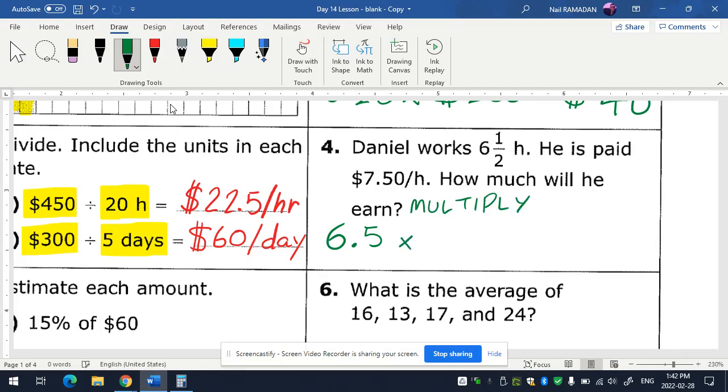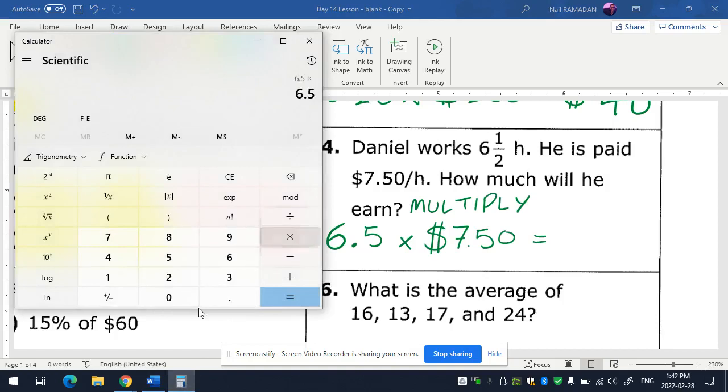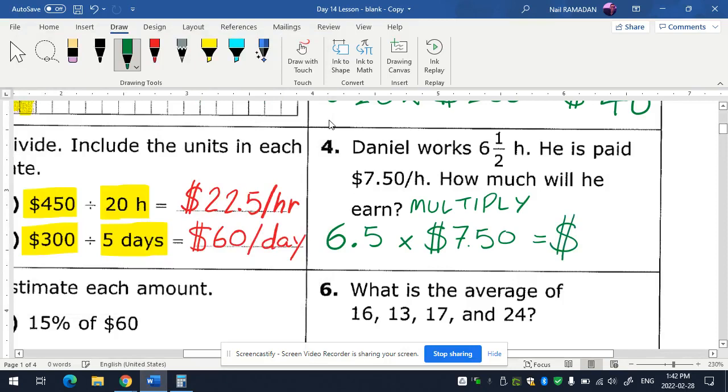So 6.5 times 7.5. I don't really care if you write per hour or not. You just need to know that whatever money you're getting at the end is not per hour. It's actually for the whole thing. So equals 6.5 times 7.5. He made $48.75 for that day of work. He got, at the end of it, 48 and 75. Nice.